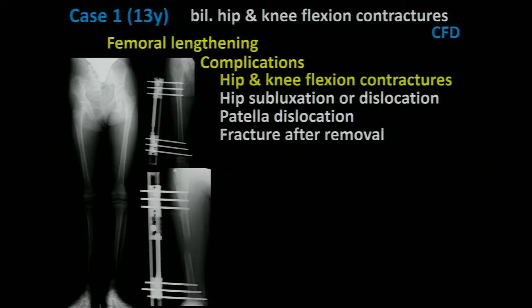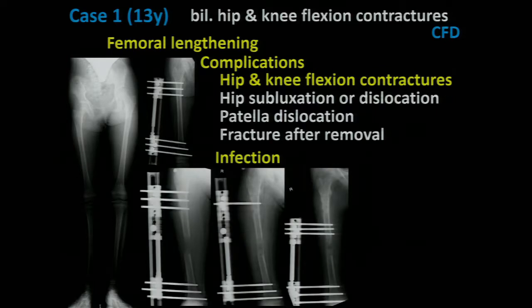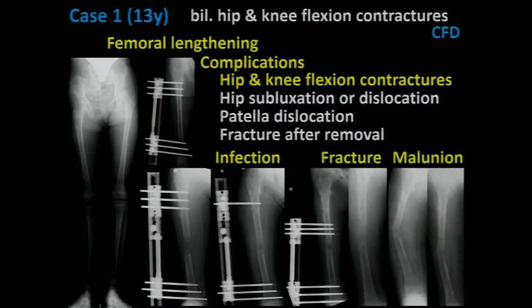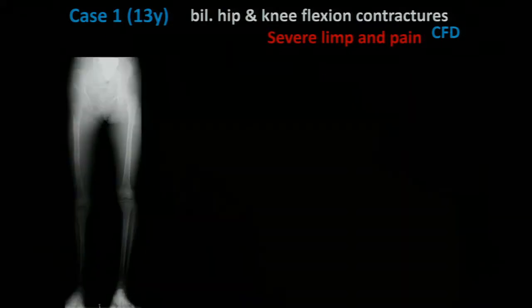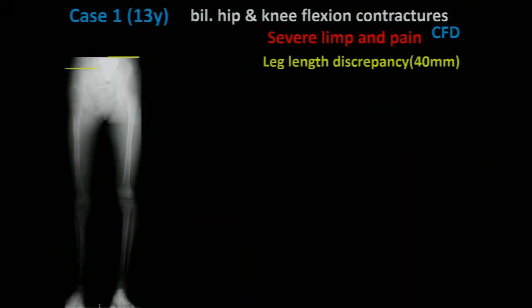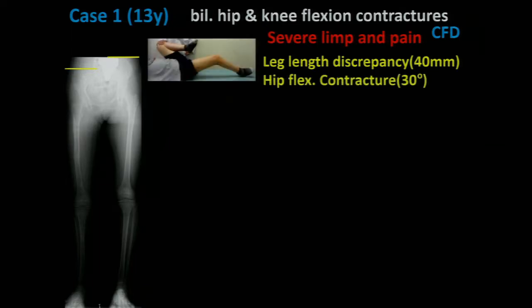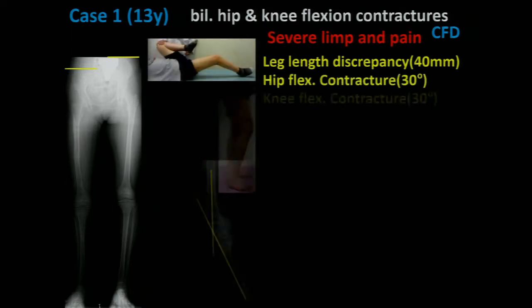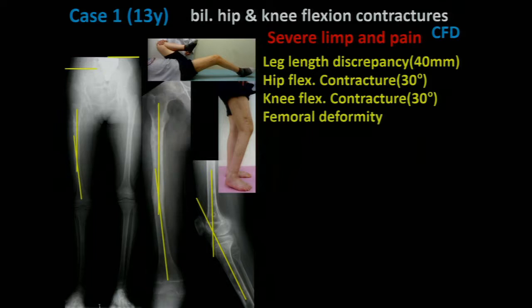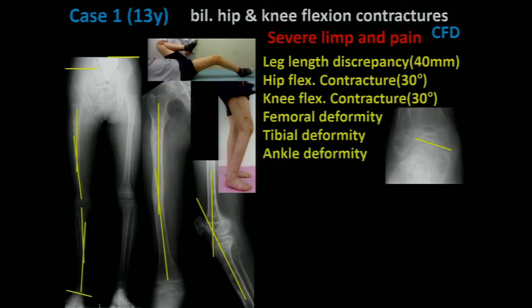This patient was treated at another hospital, so infection, fracture, and malunion occurred. This patient had severe limp and pain. As you can see, there is leg length discrepancy, hip flexion contracture and knee flexion contracture, femoral deformity, tibial deformity, and ankle deformity. So many deformities are there.